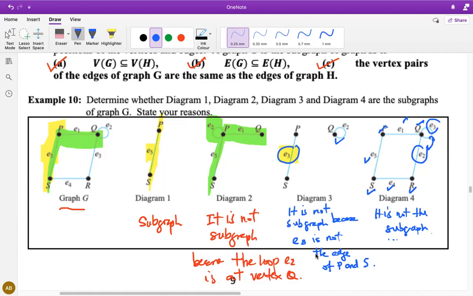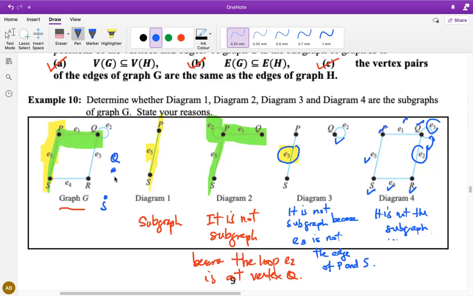So remember, a subgraph is everything exactly the same. It must be the same. If you have a dot, it is also considered a subgraph. A dot is also considered a subgraph. If I draw Q like that, it's a subgraph. If I draw an S, also a subgraph, because this S and Q is a point, a vertex or vertices on the graph. So that is a subgraph.